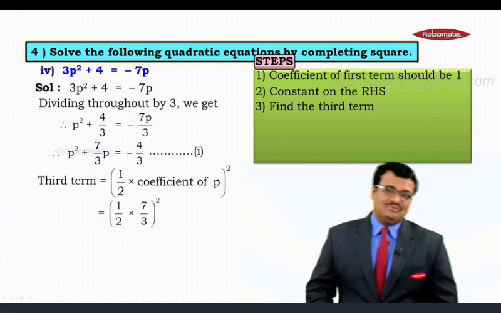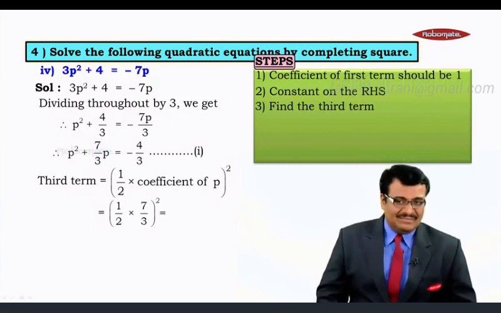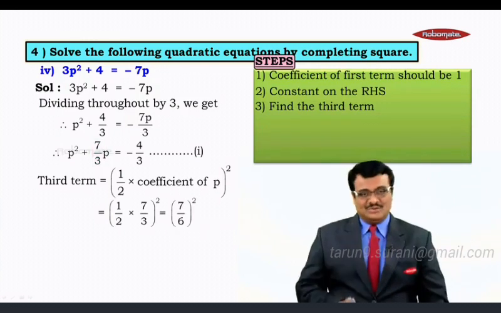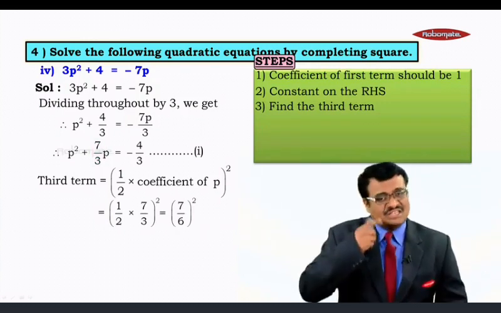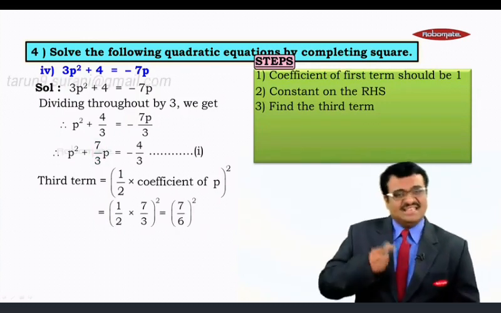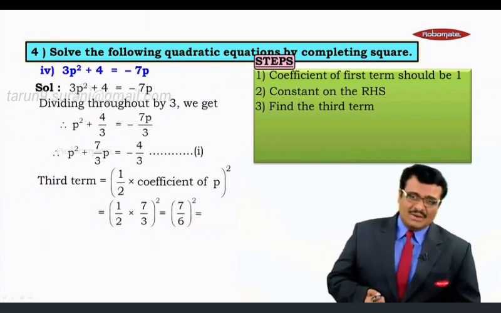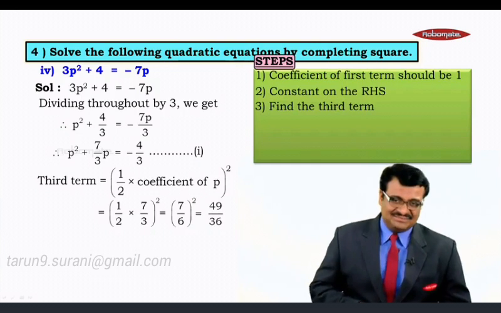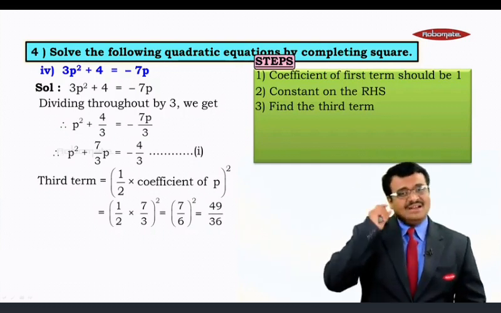Now let us multiply these two fractions. 1 into 7 is 7 and 2 into 3 is 6. So you'll get 7 upon 6 the whole square. Let us square it. 7 square is 49 and 6 square is 36. So what do you get? The third term is nothing but 49 upon 36. So you got the value of the third term.